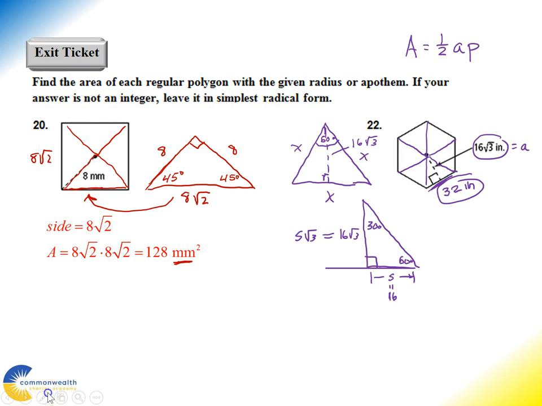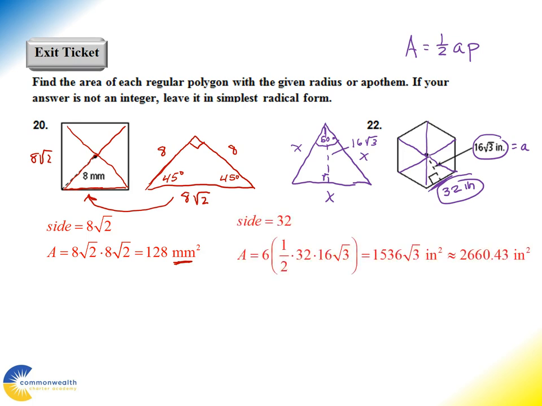So just erase some of this extra stuff down here because the work is going to show up down here. In a lot of situations, they do give you involve the special right triangle. So the side is 32 inches. If I use the formula, whether it's the 1/2 apothem times perimeter, or if I just find the area of the triangle and multiply by 6, I would end up with 1536 times square root of 3 square inches.